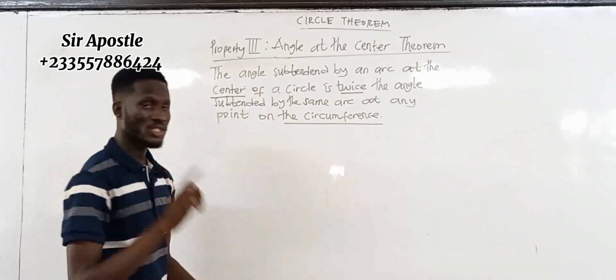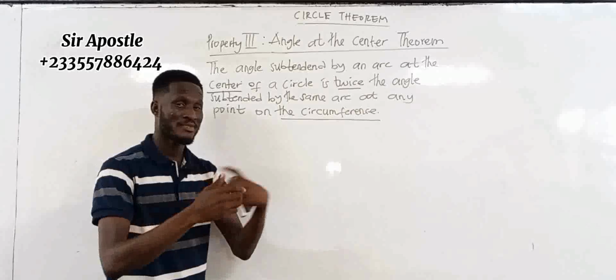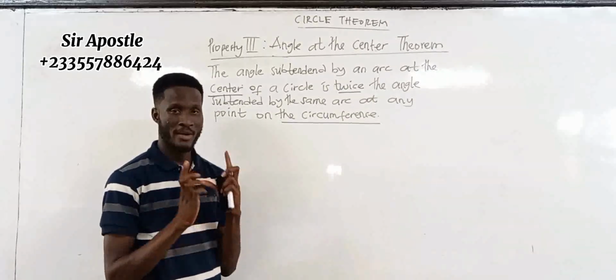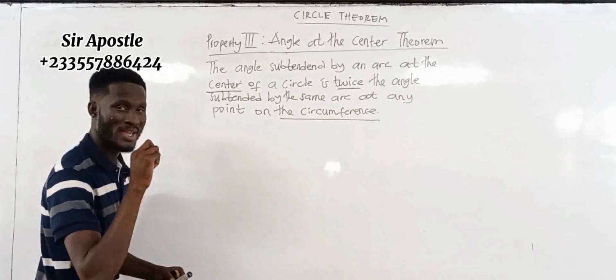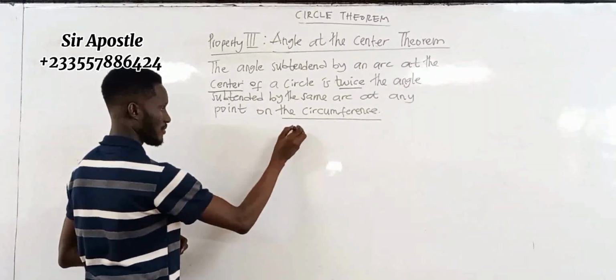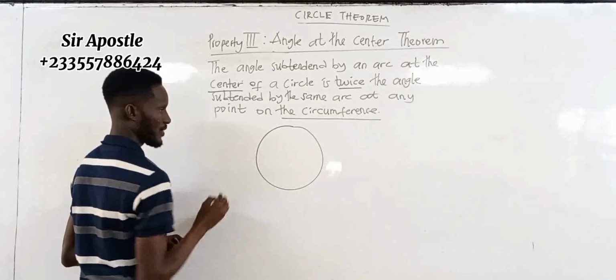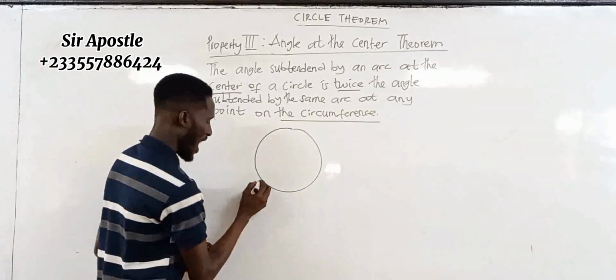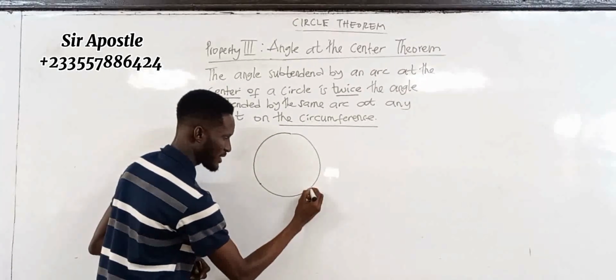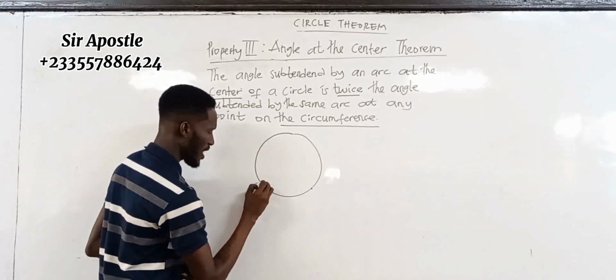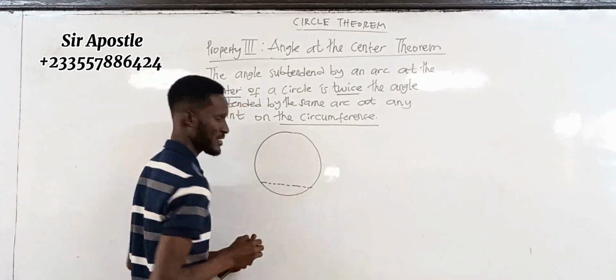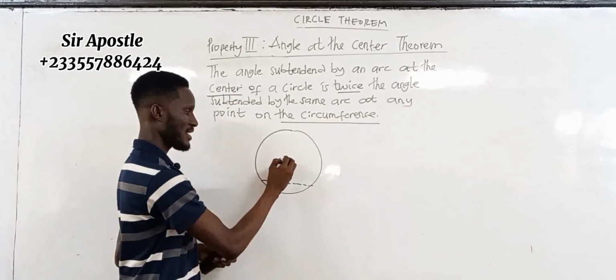Now, what are we saying? I'll be drawing different diagrams, so watch me very well. Assuming this is a circle, now this is the circle. I'm going to use this one as my arc, one here, another here, 2 arcs. Let me indicate the chord. This is the chord. This is the center of a circle.